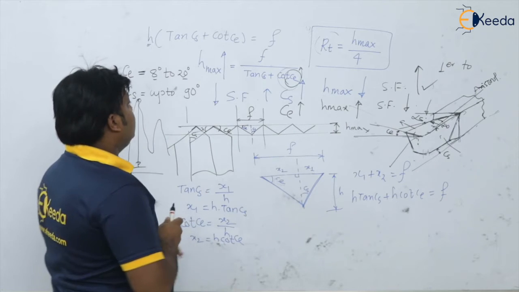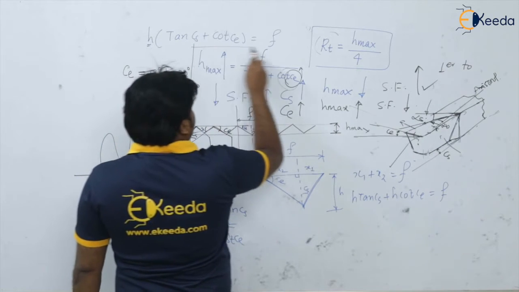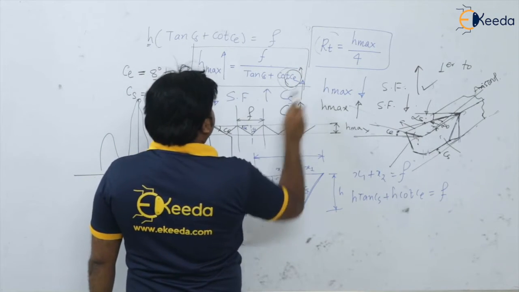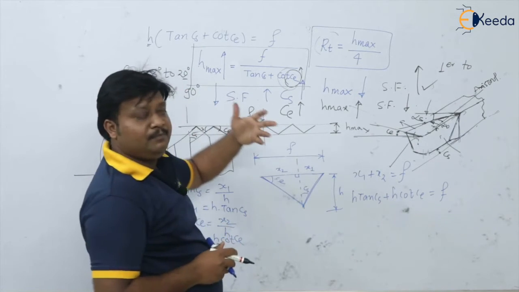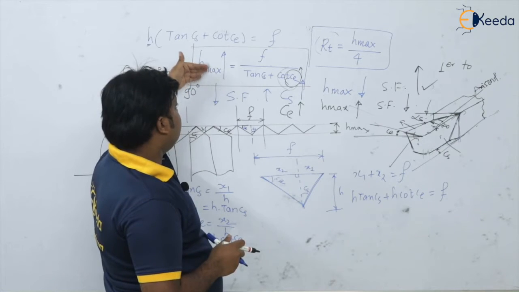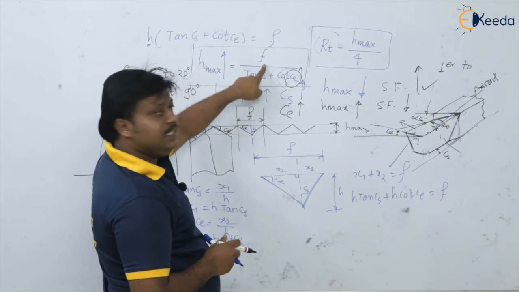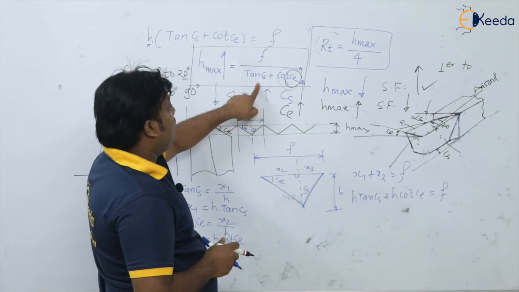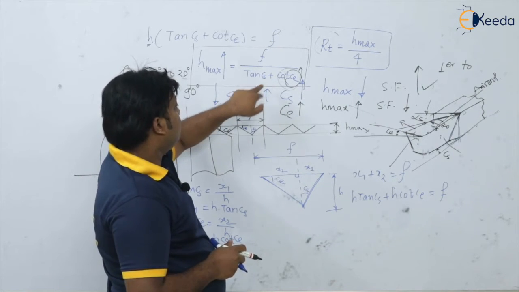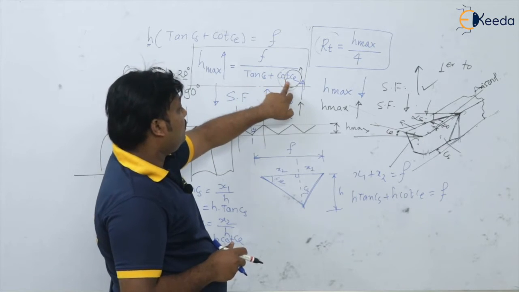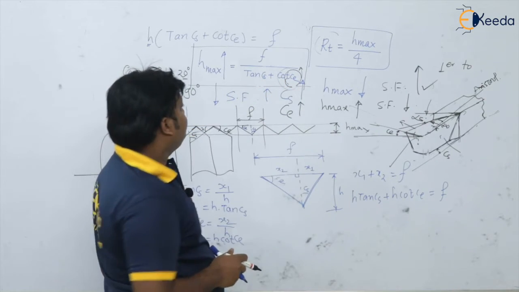Many times this formula we require for solving the numericals. So surface roughness, how to calculate? From the maximum peak to valley distance or height, that is feed, which is in millimeter per revolution, divided by tan of the side cutting edge angle Cs and cot of the end cutting edge angle Ce.